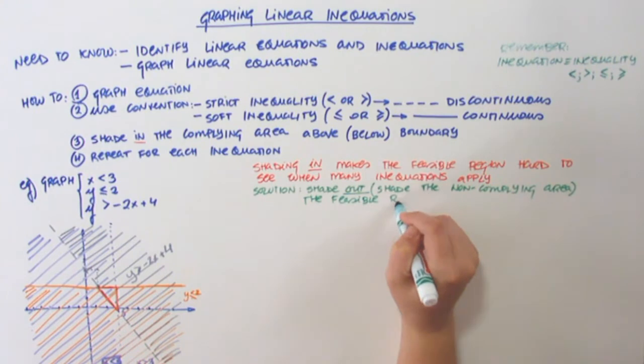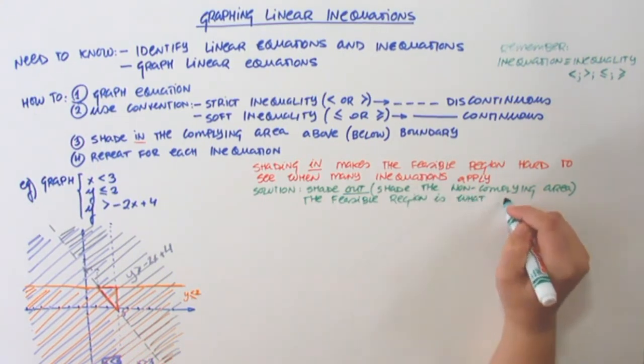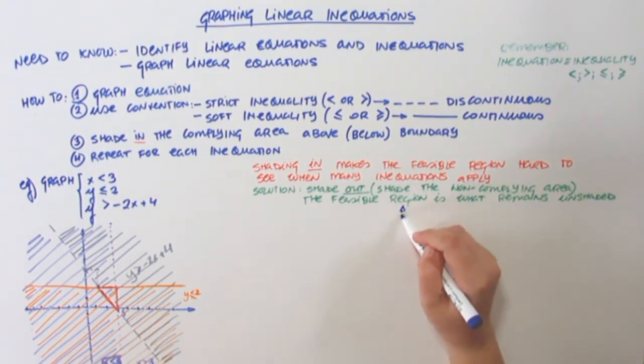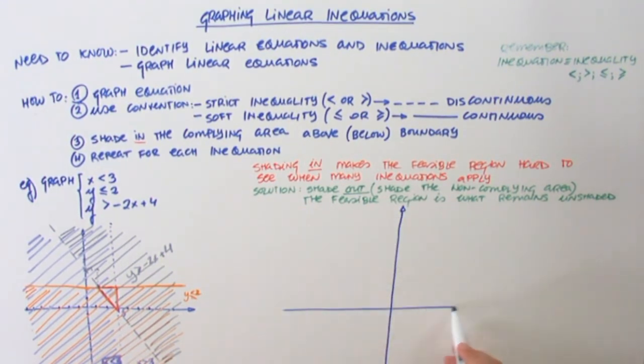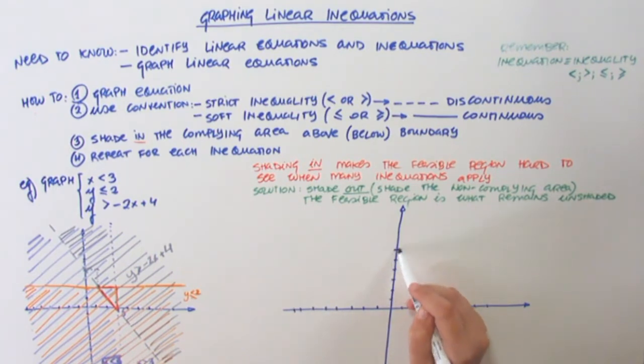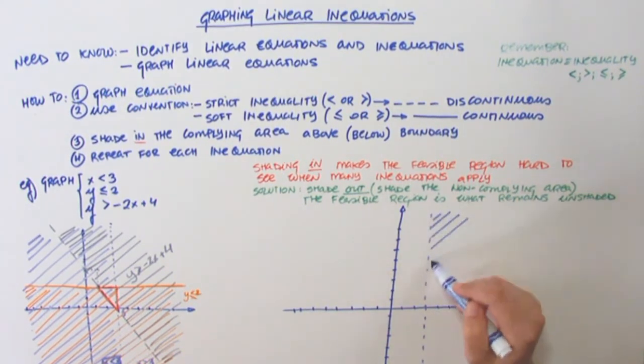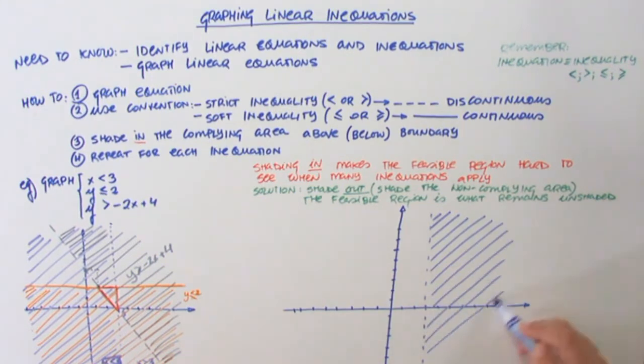So if we do this exact same example, but now we shade out, and if we start and try to use the same colors, everything else remains the same. So I can go and find the first of the boundaries when x equals 3, and now the area that complies, x smaller than 3, remains unshaded.